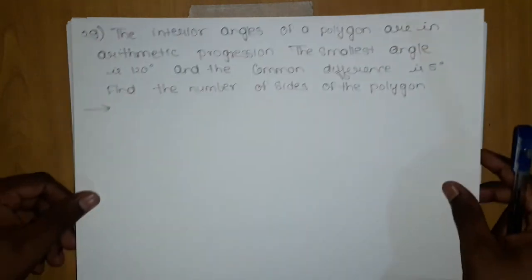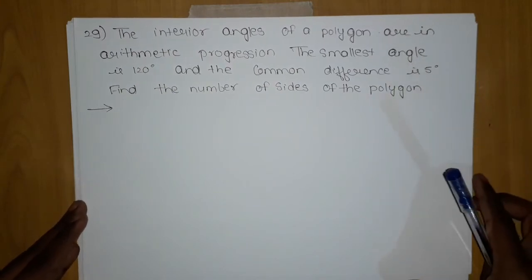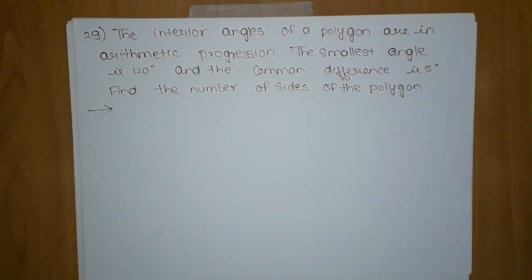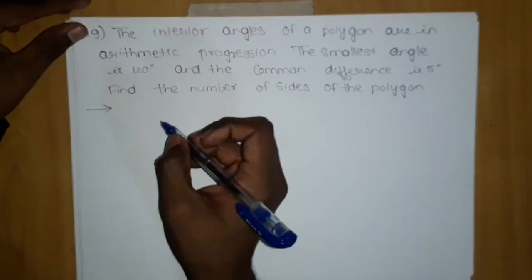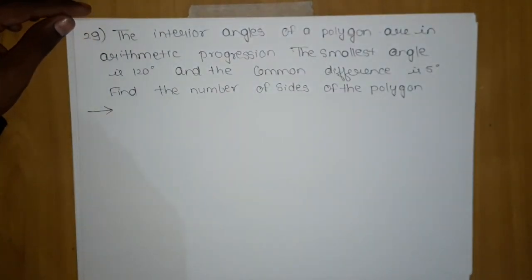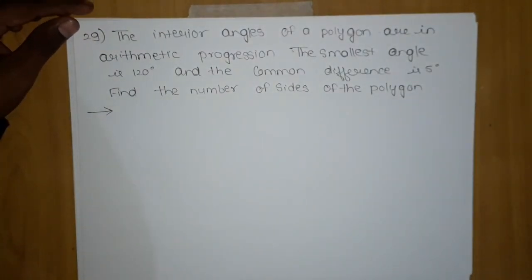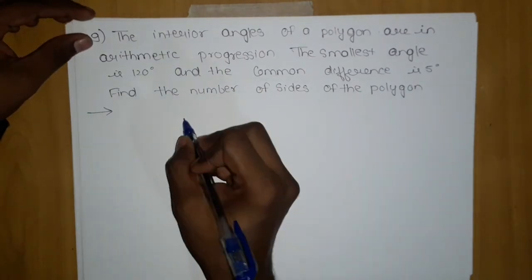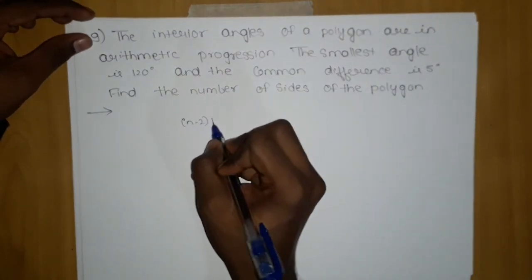Okay, question number 28 is done. Now let's move on to question number 29, which says the interior angles of a polygon are in arithmetic progression. The smallest angle is 120 degrees and the common difference is 5 degrees. Find the number of sides of the polygon. Now if you don't know the interior angle formula of a polygon, then you cannot solve this problem. Seriously, the formula is n minus 2 times 180.